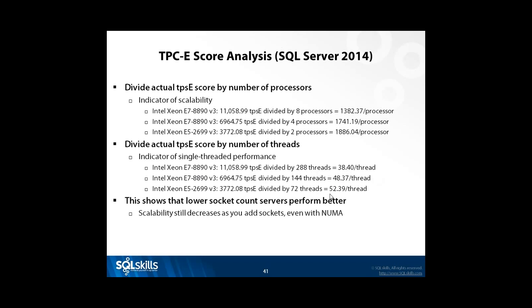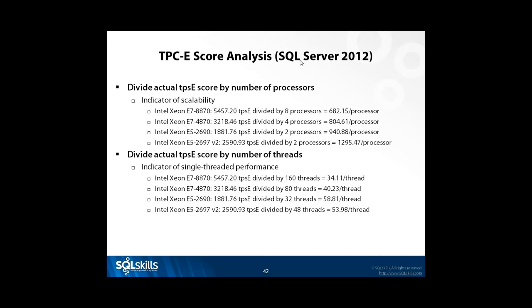And again, I could do a lot better than this if I picked a lower core count processor like that 2667 V3 that I talked about earlier. That would have a much higher score here than this one did. So again, all of this shows that a lower socket count server performs better for single-threaded performance, and it proves that the scalability decreases as you add sockets. It doesn't go up in a linear fashion like you might expect. So just be aware that bigger is not faster, and you have a point of diminishing returns, and you can see that very clearly here.